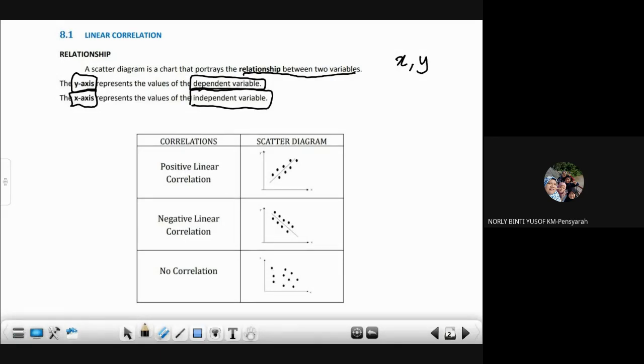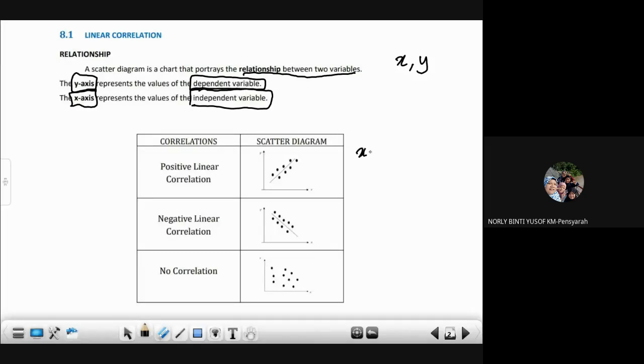Okay, so dependent tu dia akan bergantung kepada nilai X. X tu dia independent sendirilah. Selalu kan kalau kita buat graph, kita akan ada nilai X dulu, Y tu kita cari berdasarkan nilai X based on function. So that is called dependent variable for Y. X independent variable. So correlation kita ada 3 jenis, positive linear correlation.